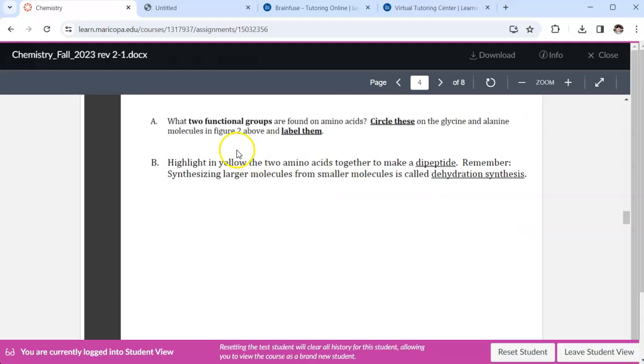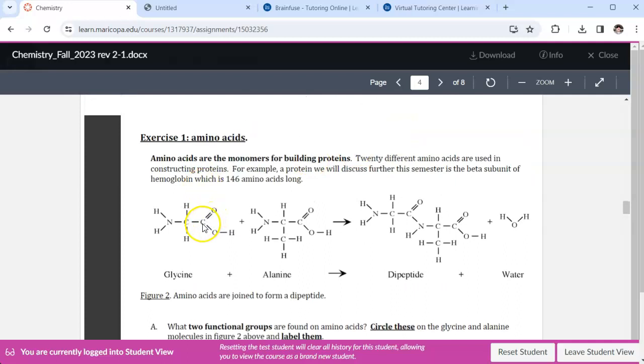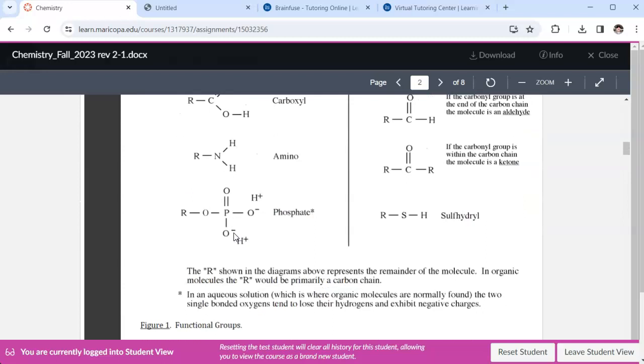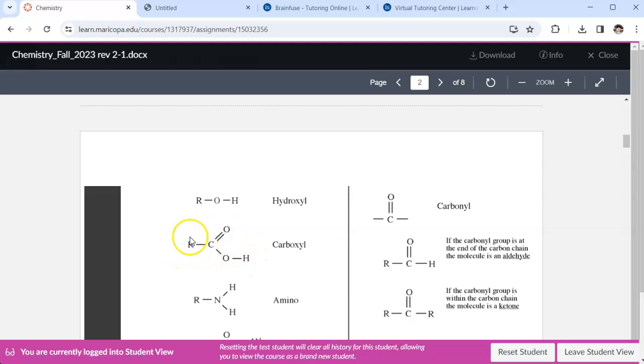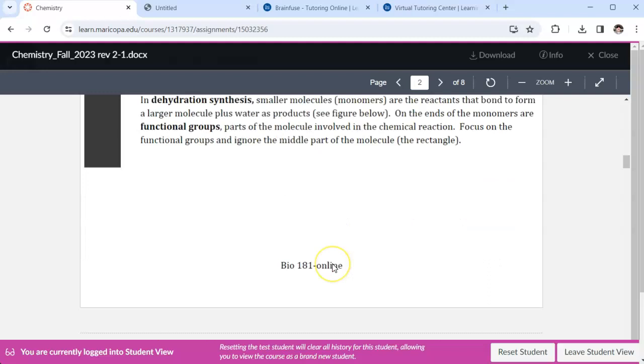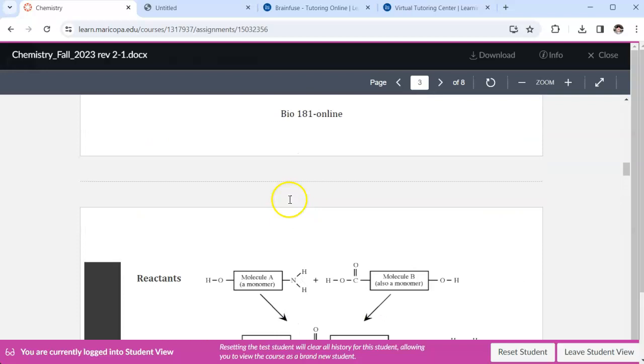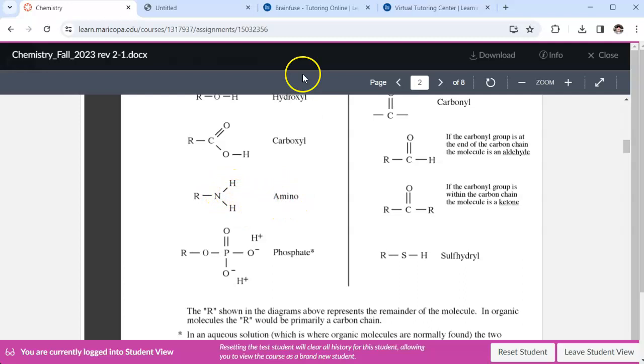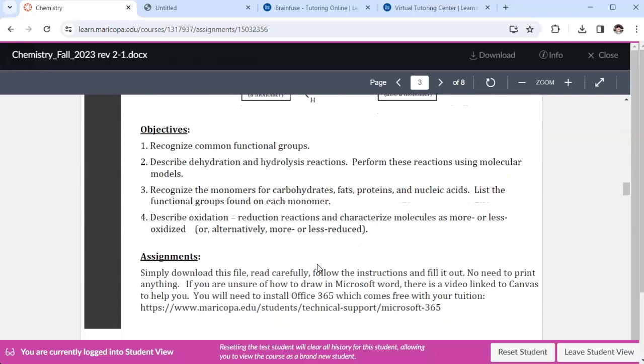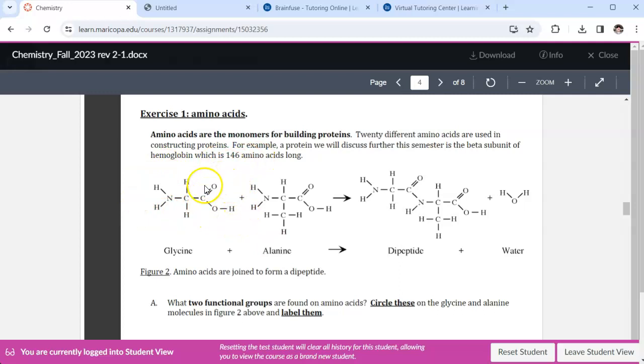So what two functional groups are found on amino acids? Circle these. All right, pretty simple. Okay, what's this? C double bond O, O H. Where did we see that before? Right here, C double bond O, O H. This R is like an X in math, so just anything that's connected to it. And then on the other side, we have an NH2, two H's on an N. So where do we see that? Right here, two H's on it. So amino and carboxyl, which is also known as carboxylic acid. So amino acids actually got their name from this amino group and this carboxylic acid group. This is just a hydrogen connected to a carbon, so it's not considered a functional group.